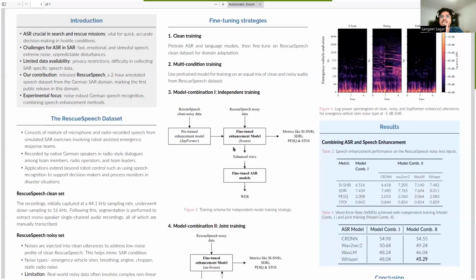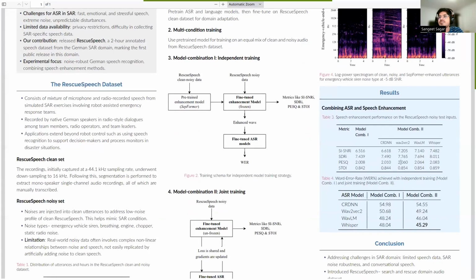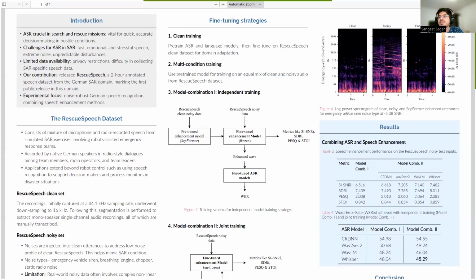Here I show, when we combine the models, that is model combination 1 and model combination 2, the independent training and the joint training, the speech enhancement metrics like SI-SNR, SDRi, PESQ scores, and STOI scores. Looking at these, we see that when joint training is performed, we have better speech enhancement metrics. For example, compared to 6.5, we have 7.4 with Whisper, and 7.4 versus 8, and the same with other metrics. So this means that upon performing joint model training, we have better enhancement, because the gradients from the ASR are actually helping clean the speech in a better way.